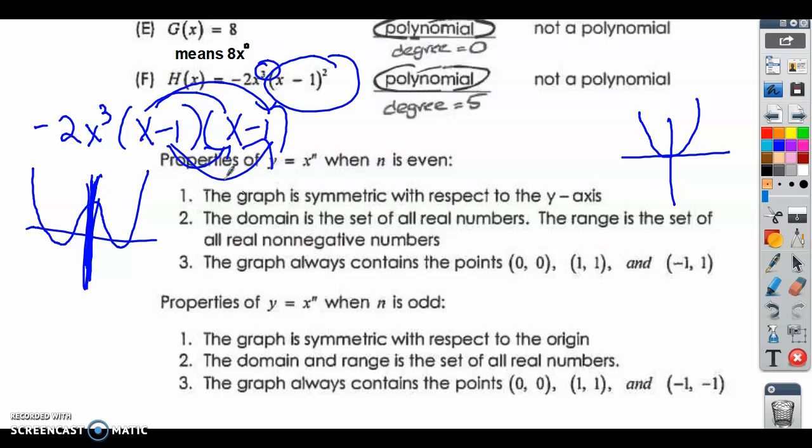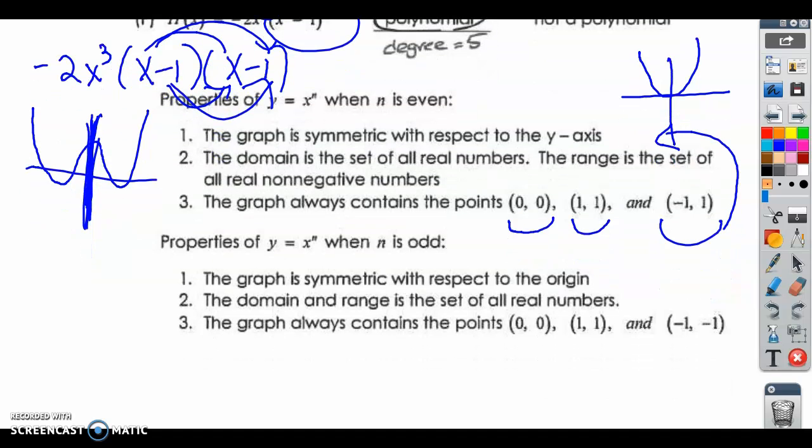The domain is the set of all real numbers. The range is the set of all non-negative numbers. And the graph always contains the points 0, 0, 1, 1, and negative 1, 1. That's because it's symmetric with respect to the y-axis.